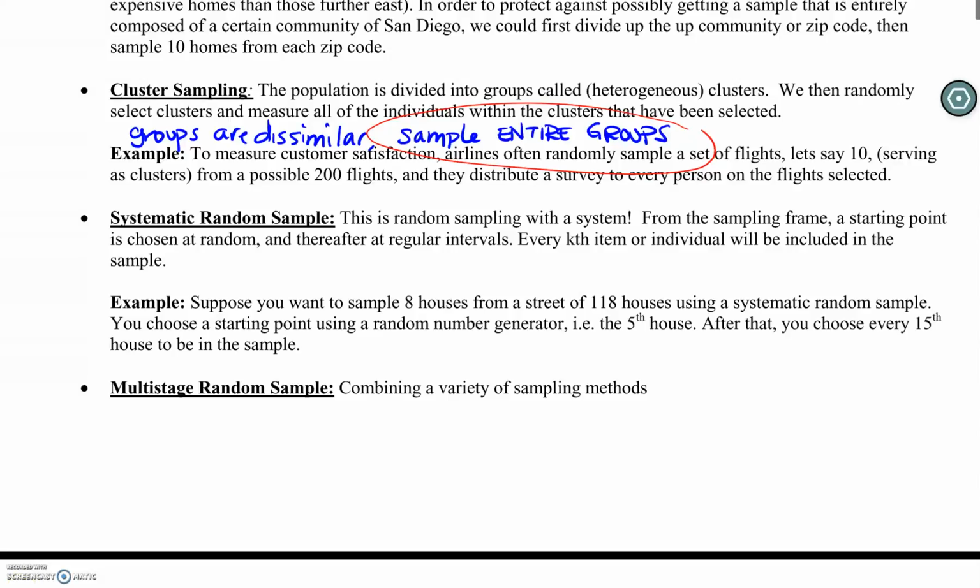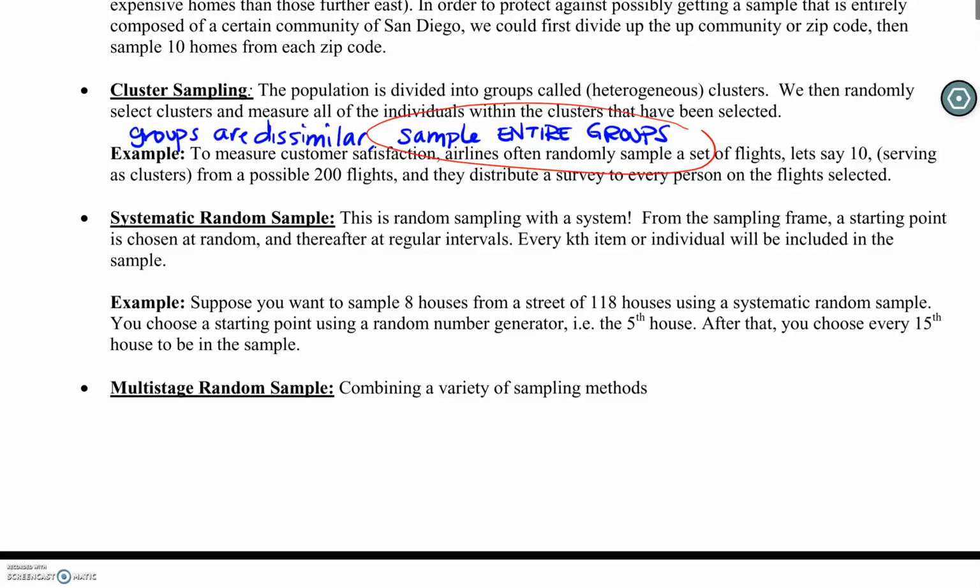All right, so our last type of sampling method that we're going to talk about, well, not last because there are more, but the last of the big four, is a systematic random sample. A systematic random sample is random sampling but with a system involved. So what we would do is, if I were in class again, I would roll a die to figure out where my starting point was.